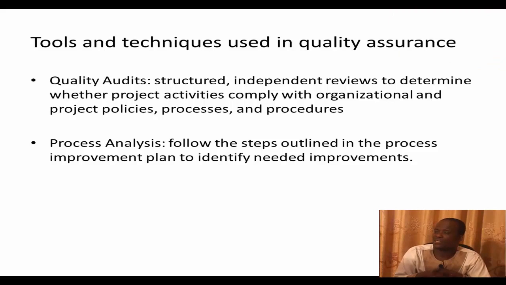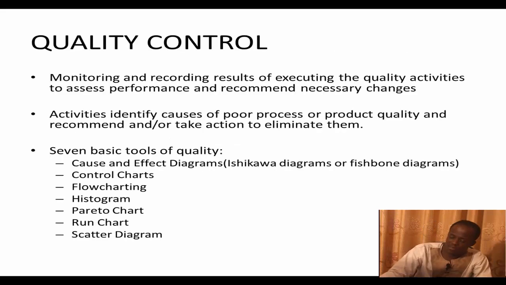Now, the tools and techniques used in quality assurance, as I said earlier, are quality audits and process analysis. Quality audits are structured independent reviews to determine whether the project activities comply with our organizational and project policies, processes, and procedures. These are the quality audits, just to find out whether the activities on the project are actually conforming to what the organization stands for as far as quality is concerned. Then we have the process analysis, which follows the steps outlined in the process improvement plan to identify needed improvement.